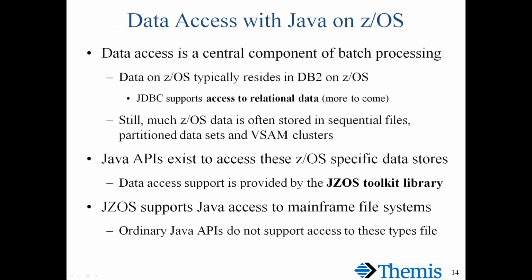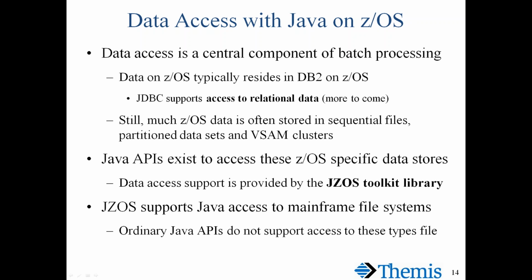In terms of data access, obviously DB2 contains most of our data these days, the enterprise data, and JDBC, Java Database Connectivity, allows you to get at that data, not just through stored procedures, but directly as well with SQL. Additionally, access to sequential files, PDS, VSAM, are all available in ways that we will talk more about and mention right below using the JZOS Toolkit Library, basically Java on z/OS.